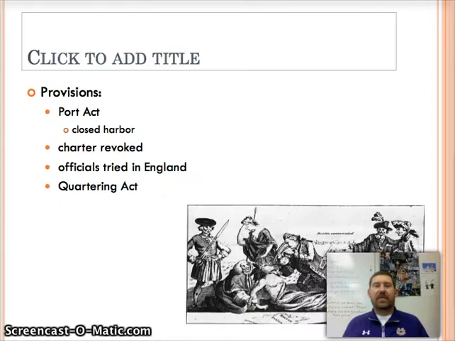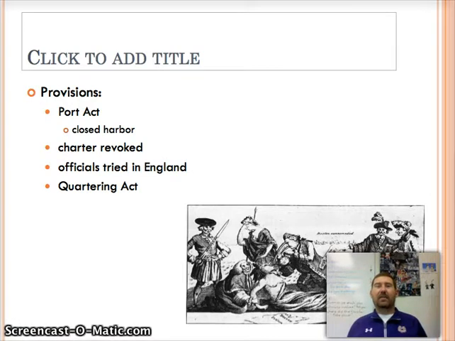As far as the provisions of the Intolerable Acts, the first and probably the most important and most devastating to the colonists is the Port Act, which closed the harbor of Boston. In other words, they completely blockaded it. No products going in, no products going out, and it devastated the economy of Boston and to a certain extent the Northeast. They also revoked the Charter of Massachusetts. In other words, they lost their status as a colony. Also, officials were to be tried in England, whereas before they would be tried in the colonies.